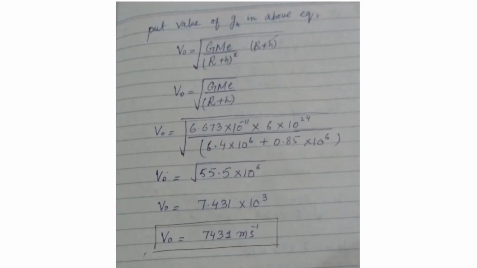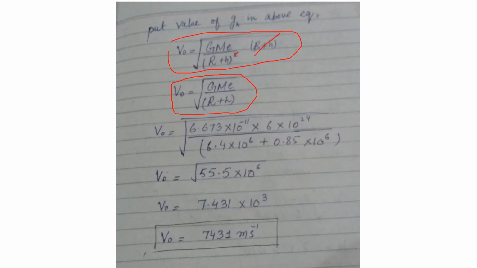So what we have to do, we have to put the formula or value of g_h in the above formula, v naught equals under root g_h into (R plus h), where g_h is G Me by (R plus h) whole square. Then we cut out this (R plus h) with the other (R plus h), and we are left with v naught equals under root G Me by (R plus h). Now this is the appropriate formula for our calculation to find out the value of orbital speed.